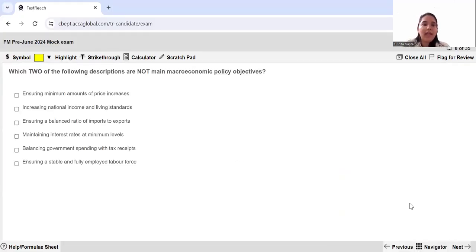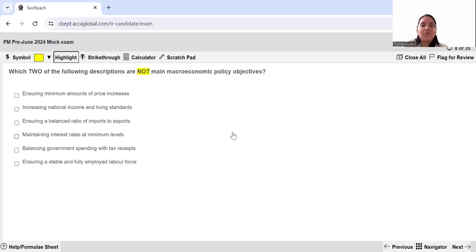Moving ahead to question number 8, which two of the following descriptions are not main macroeconomic policy objectives? Please lay emphasis on the word not. You have to find out which is not a macroeconomic policy objective. Let's read the statements one by one. Ensuring minimum amounts of price increases, this is an objective, hence will not be your answer. Increasing national income and living standards, again is an objective, so not your answer. Ensuring a balanced ratio of imports to exports, again is an objective of the government.